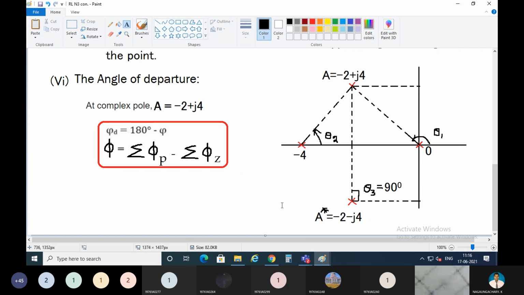So okay, we will do this part, the remaining part. Tomorrow I will draw the entire root locus diagram. Don't worry.